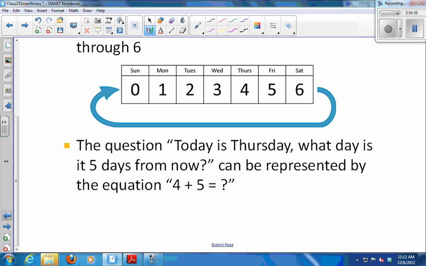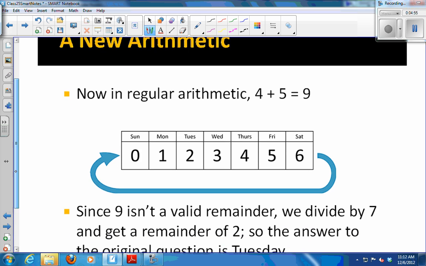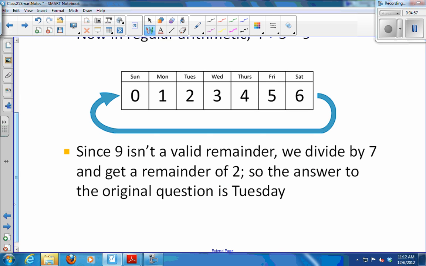Okay. So if I ask this question, today is Thursday, what day will it be 5 days from now? We could represent that question as 4 plus 5, right? Because today's Thursday, which is day 4, plus 5 more days would be, in standard arithmetic, 9. But there is no day 9. So what I do is I take my 9 and divide it by 7 and give the remainder. 7 goes into 9 once with a remainder of 2. So the answer is 2, Tuesday.